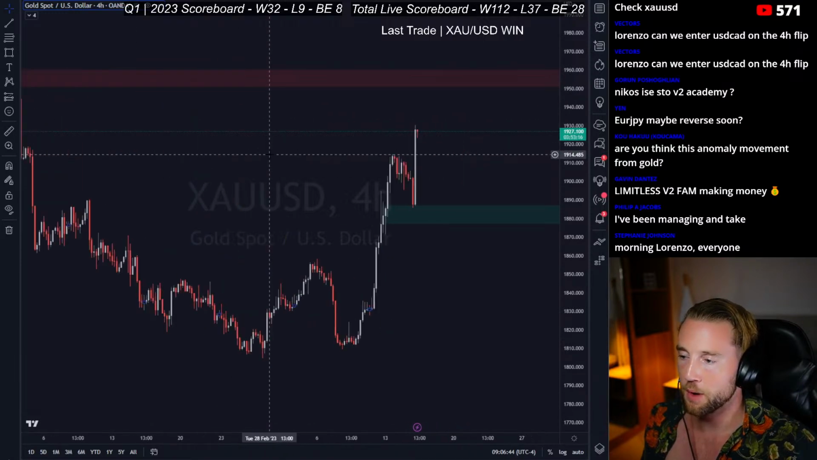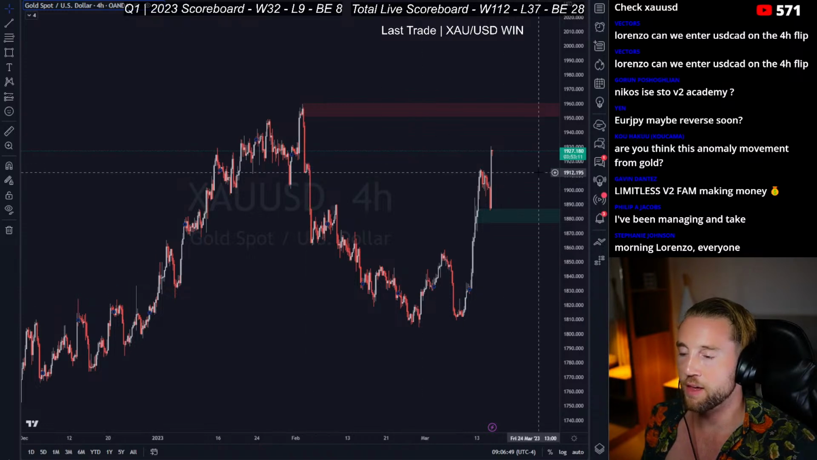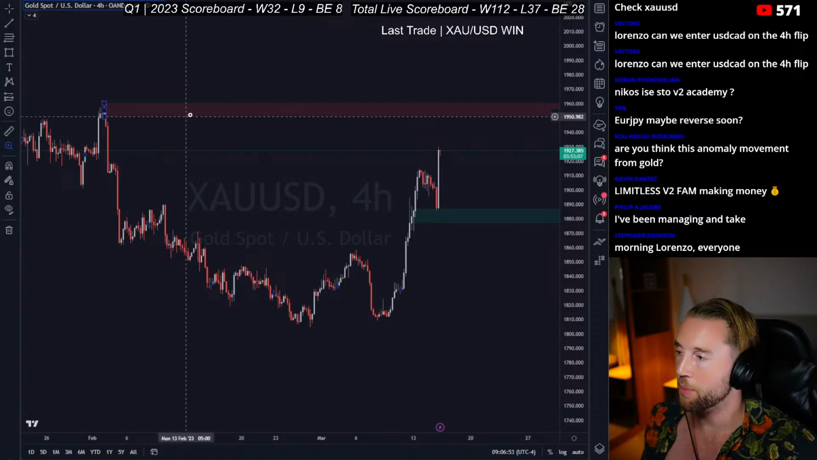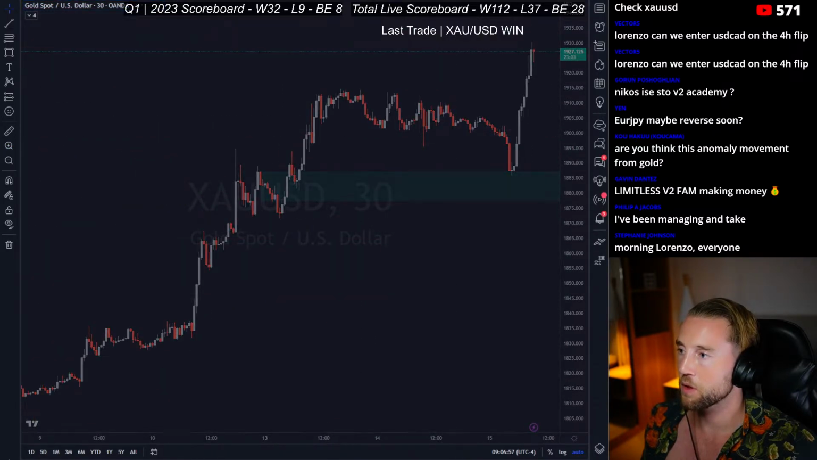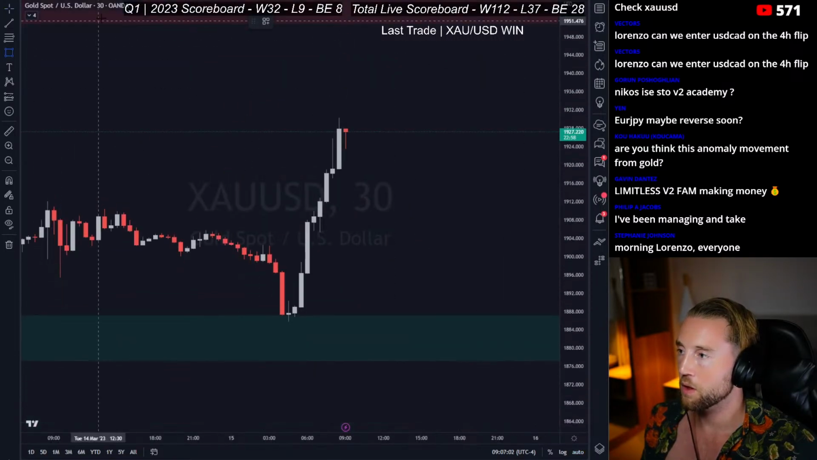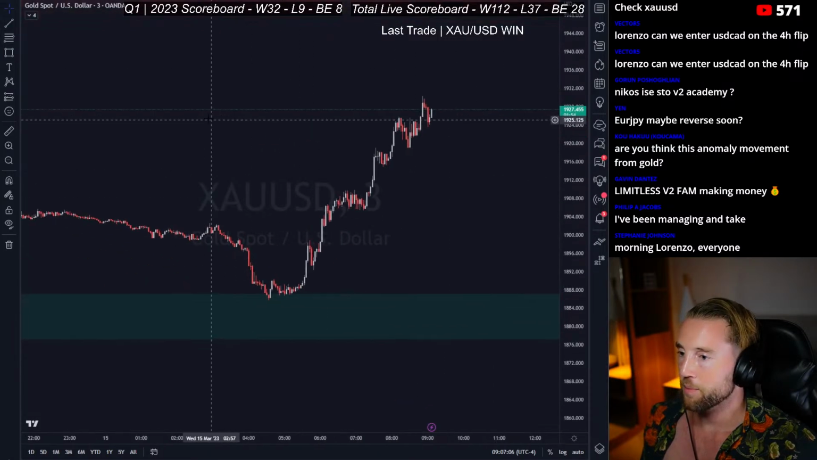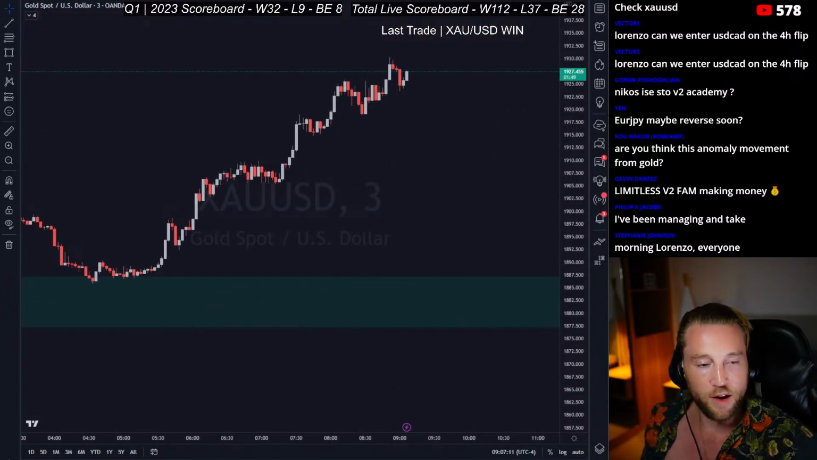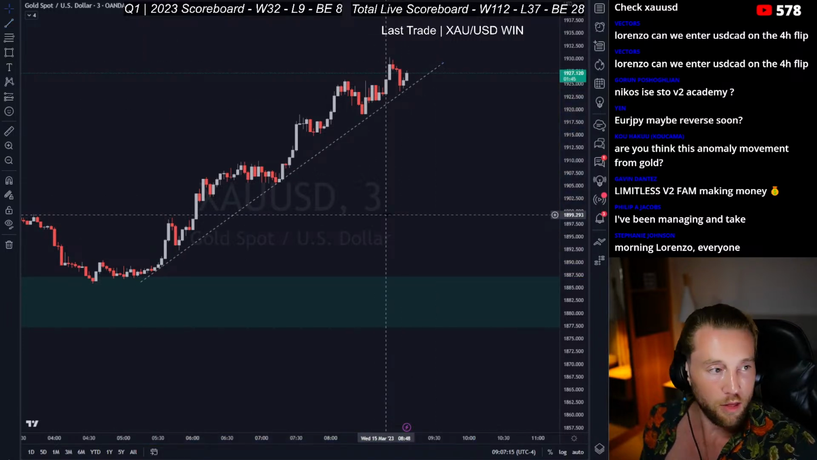Yeah, we're coming up here. We broke that zone yesterday. We took the trade yesterday here. And now it's moving up. Slow and steady though. Slow and steady for gold here. Alright? Slow and steady for gold right now.